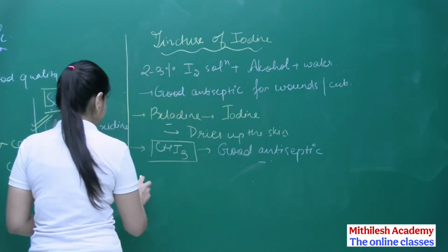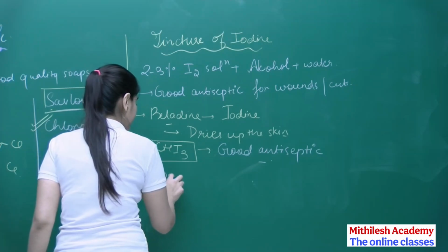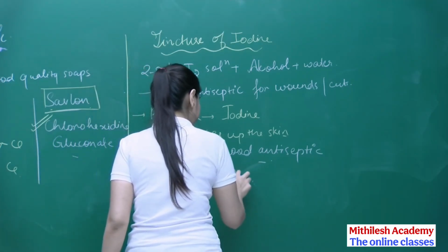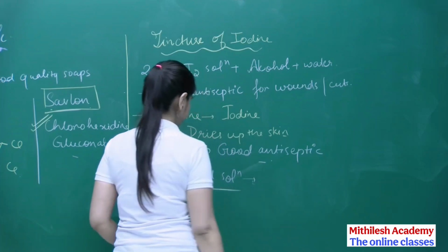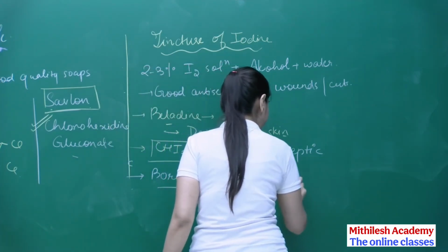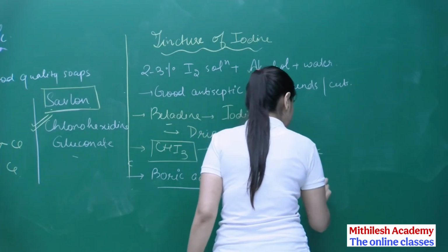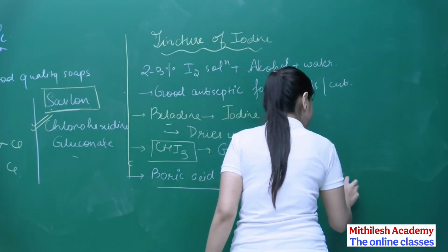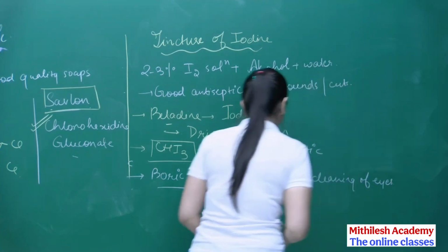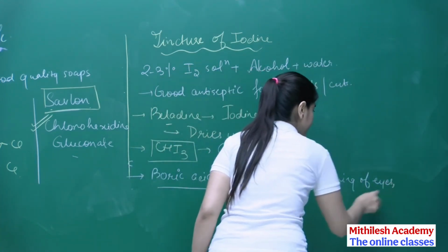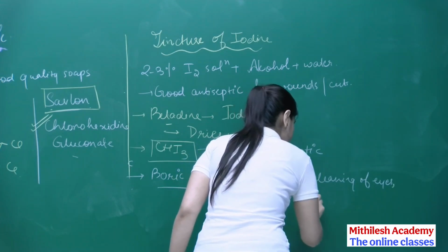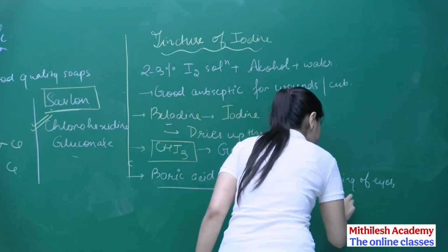So here, another kind of antiseptic, boric acid solution, that is used for cleaning of eyes or protecting it from the bacteria, protection from microbes.